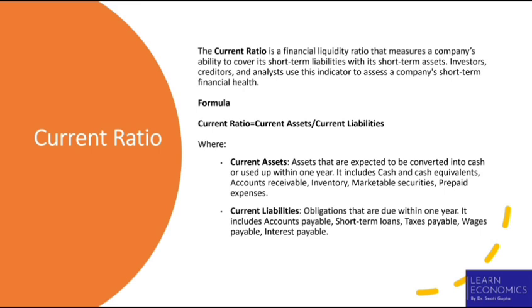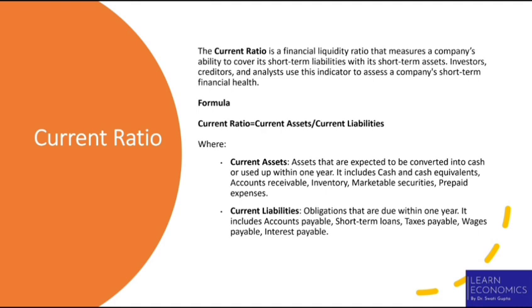What are current assets? They are the assets the company owns that can be turned into cash within 1 year. It includes cash, inventory, that is products which the company plans to sell, marketable securities, that is investments that can be sold quickly, and prepaid expenses, payments made in advance like rent or insurance.